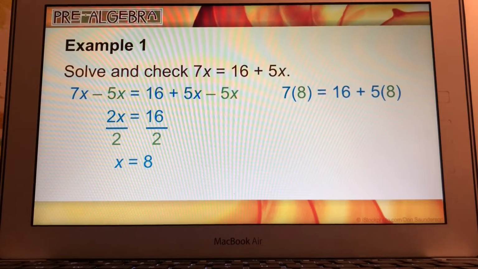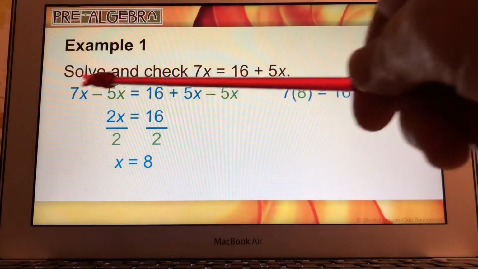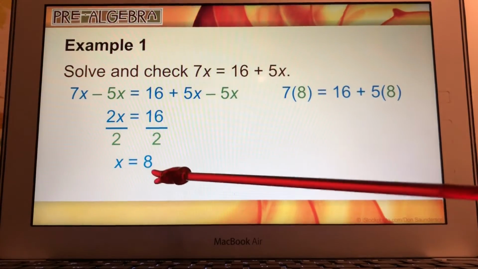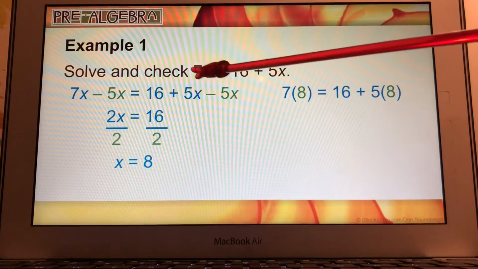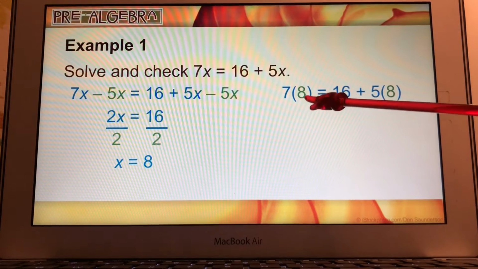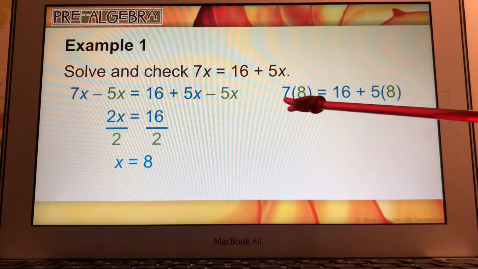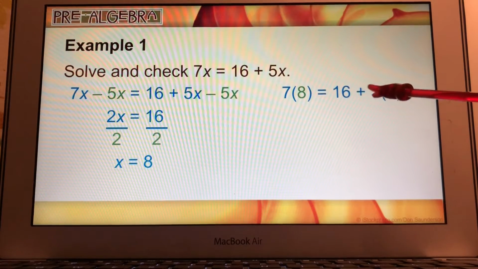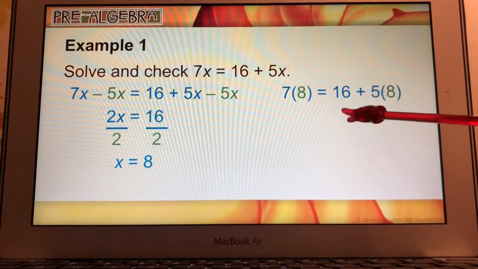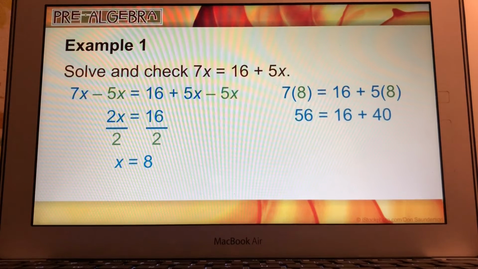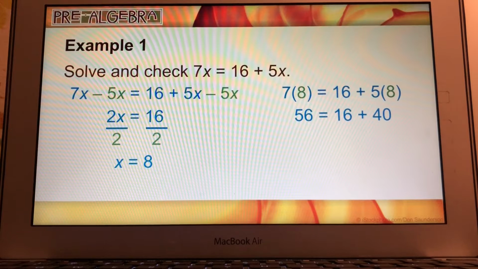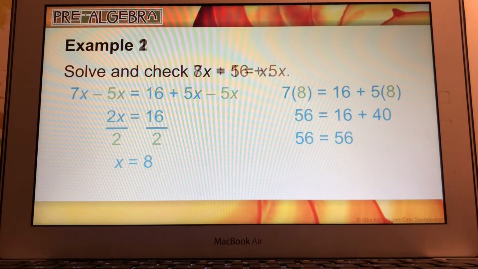Then we can plug, now it says solve and check, right? So if x is 8, I'm going to plug 8 back into x and see if this is correct. Does this equal 7 times 8? And then here, 5 times 8 plus 16. Does that give me the same thing? Does 56 equal 16 plus 40? Why, yes it does. And there you have it. So 8 is our answer for x, and you have solved and checked this problem.